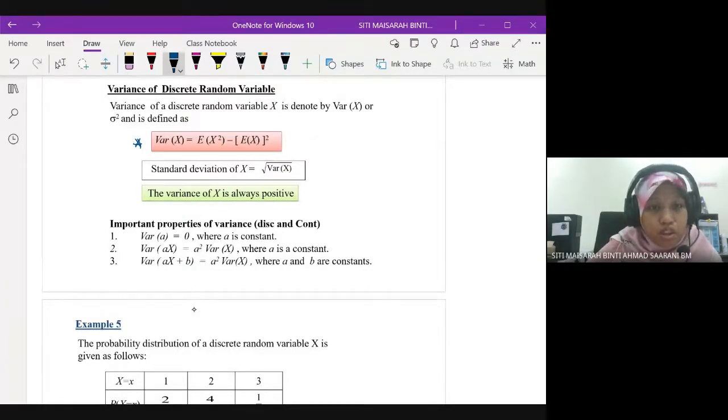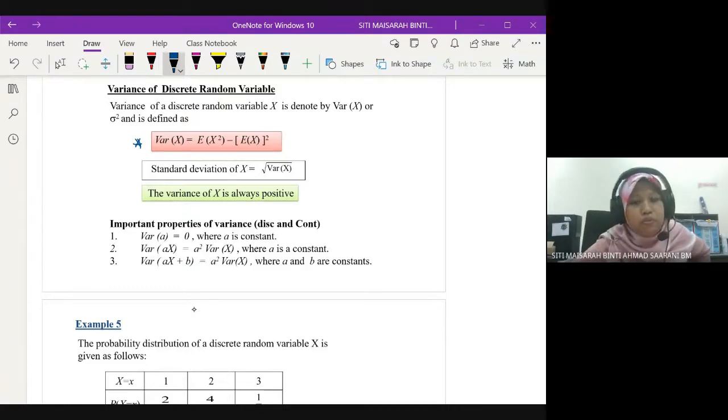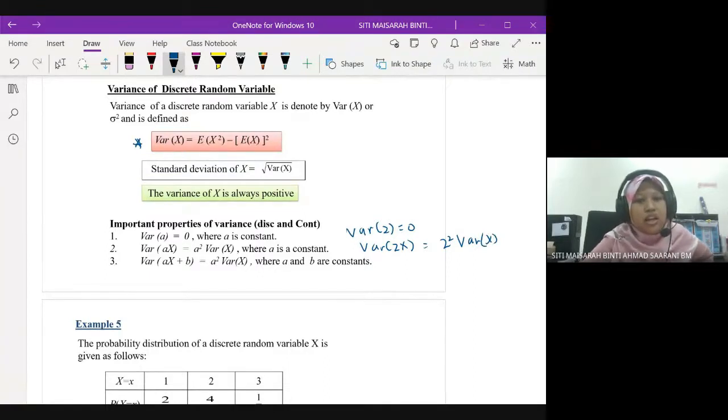Okay. Important notes, the variance of X is always positive. The variance of X is always positive. Okay. And then important properties of variance. Okay. Yang ni terpakai untuk discrete ataupun continuous lah. Properties yang memang terpakai lah. So jadi variance of A is equal to 0. Kalau contoh variance 2, let's say variance 2 is equal to 0. Okay. Variance constant dapat kosong. Variance AX, it becomes A square variance X. For example, variance 2X. So this one is 2 square variance X. So maksudnya 4 variance X lah. Okay, and then variance AX plus B, dia adalah combination 1 dan 2. So dia akan jadi A square variance X. So variance AX plus B is A square variance X. So variance B tu dia akan jadi kosong lah, variance constant.